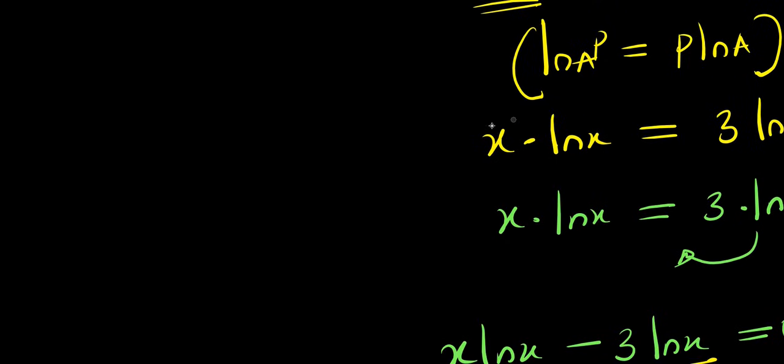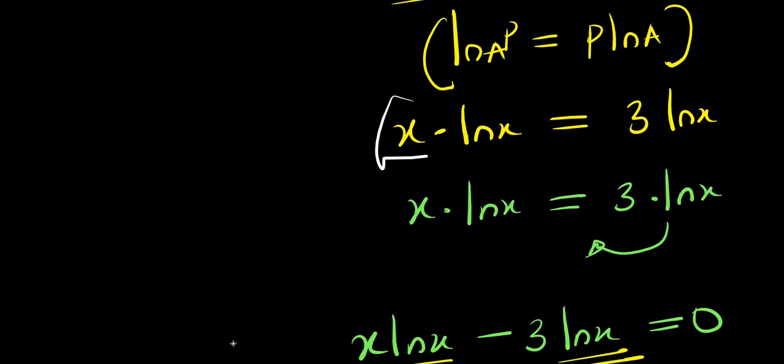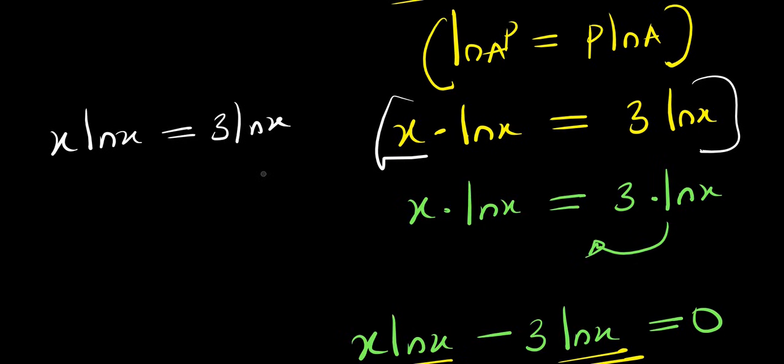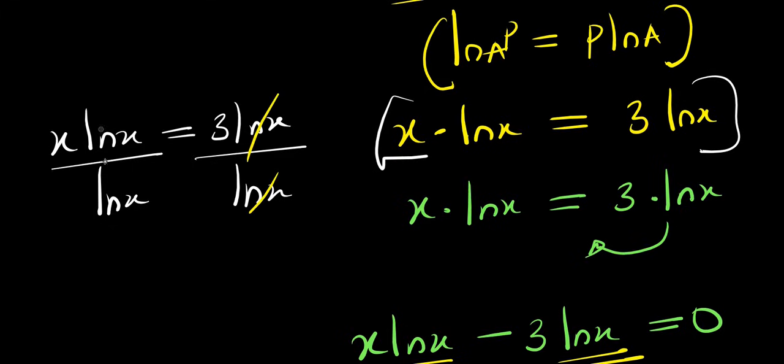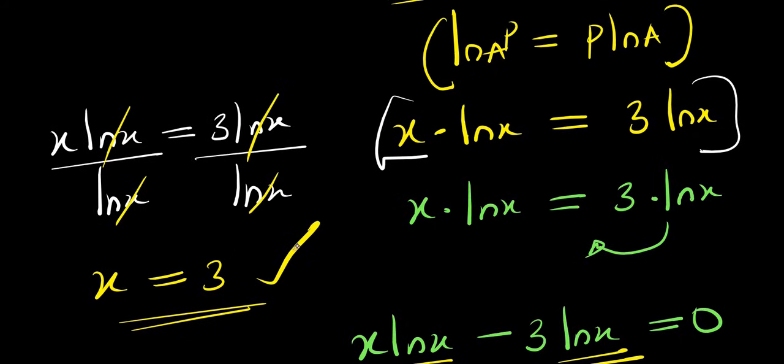Now, even at this particular point of the equation, you can easily solve it. We have x times natural log of x equals 3 times natural log of x. At this point, you can decide to divide this by natural log of x and divide this by natural log of x. So what will happen here is that this cancels this, and your x equals 3. Have you seen that? But this will not give you all the values of x. Rather, it's going to give you only one value of x, which is x equals 3.